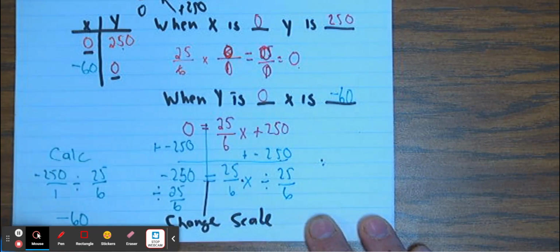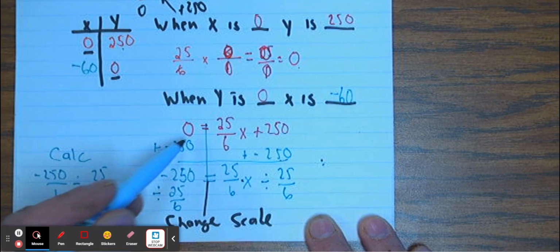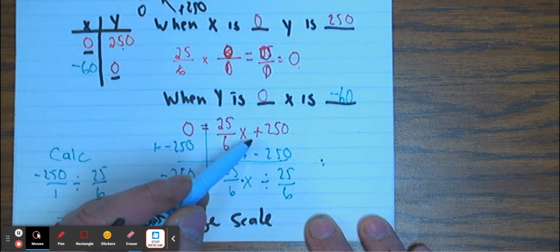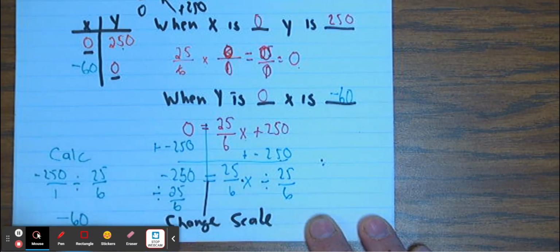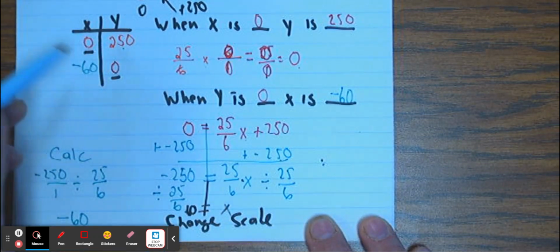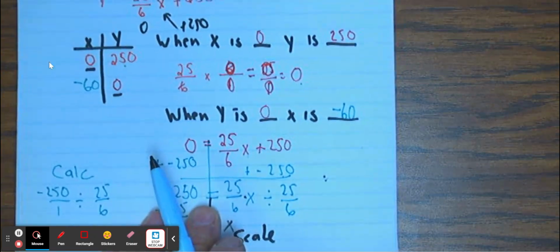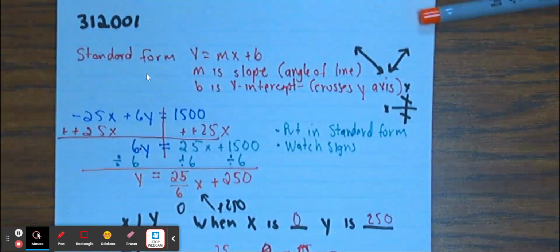When y is 0, x is negative 60. Remember, I substituted in 0 for y. I was getting x by itself. And right here, x is equal to negative 60. So I can substitute that in. Now that I have 2 points, I've followed that process.